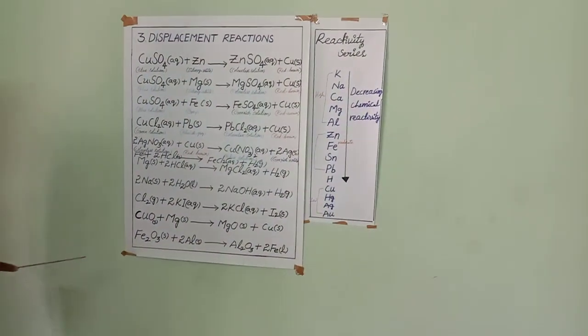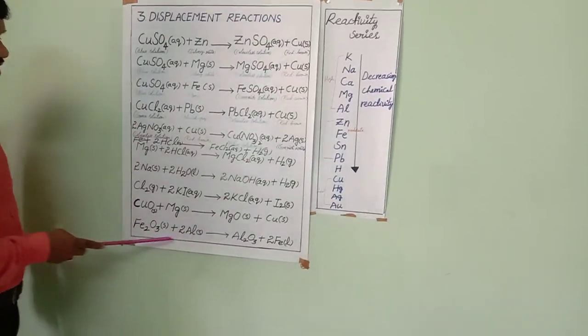And one more example, and this reaction we also call the thermit reaction. Why?